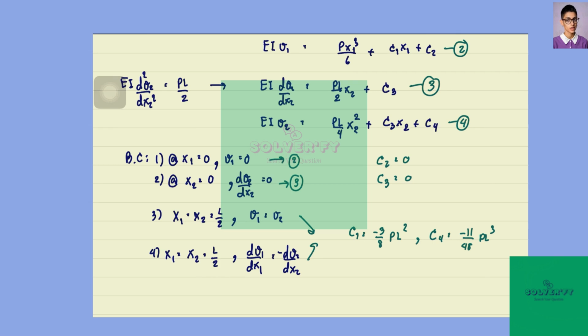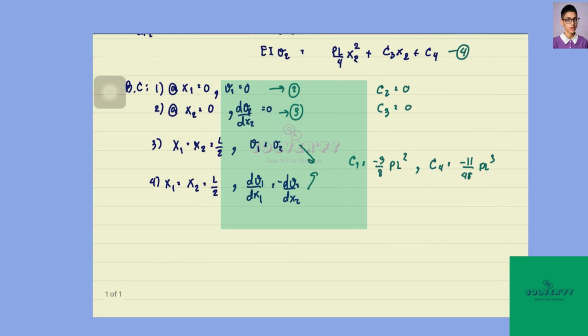So at point A, which is at x1 equal to 0, we have that dv1/dx1 equal to theta A, and that is minus 3/8 PL² by EI. From the first equation, that is the first answer.